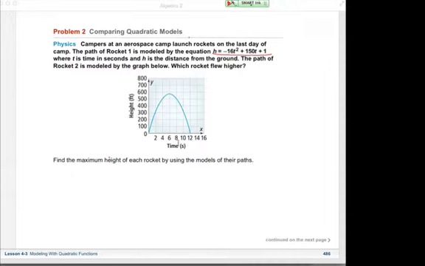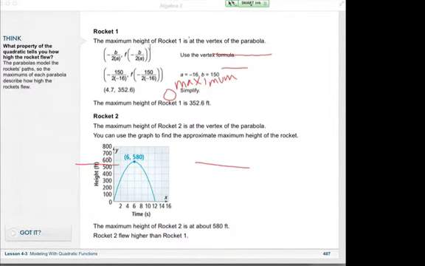Well, if we want to know which rocket flew higher, what we're really asking is, where does this highest point occur? And of course, that highest point is what we call the maximum of the quadratic equation. So what we want to do is find the maximum height of each rocket by using the models or the equations that model their paths. So to do that, we need to graph both equations. In both cases, the maximum will occur at the vertex of the parabola, right?